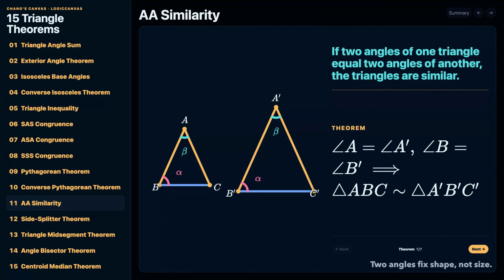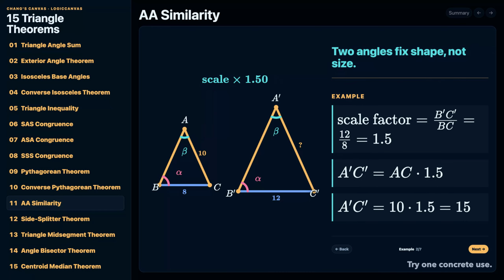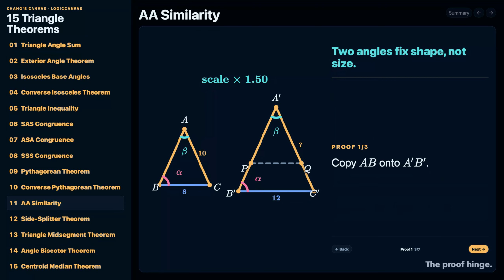Theorem 11 is angle-angle similarity, abbreviated AA. Two matching angle pairs fix a triangle's shape, but not its size, so triangle ABC is similar to triangle A'B'C'. Side BC is 8, and the corresponding side B'C' is 12, so the scale factor is 3/2. Side AC is 10, so side A'C' is 15. For the proof, copy side AB onto A'B', then draw a parallel to B'C'.